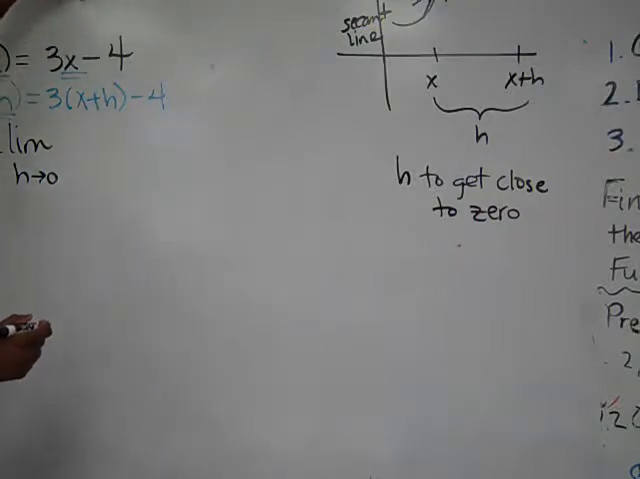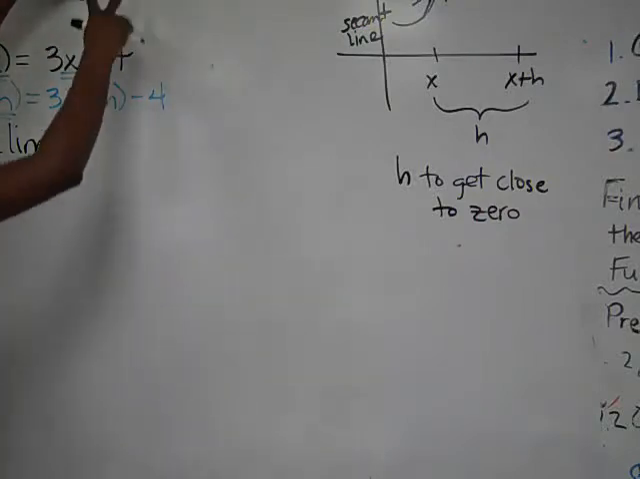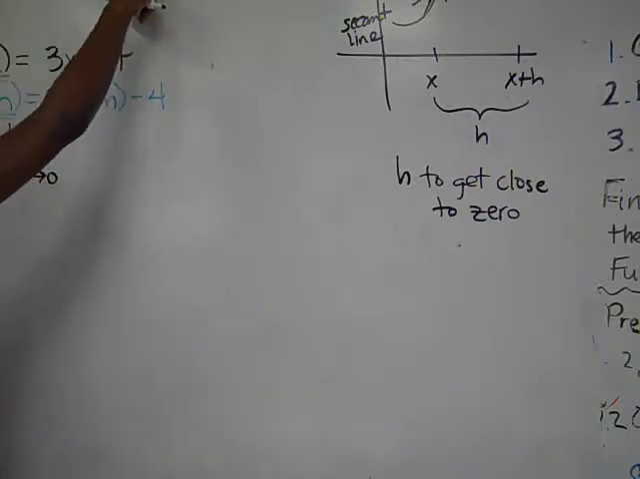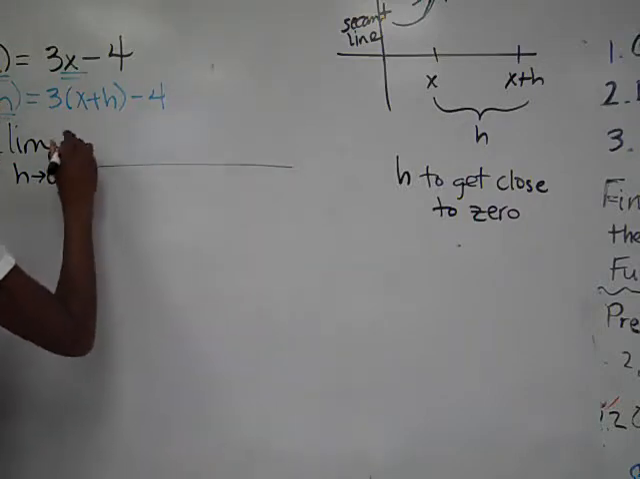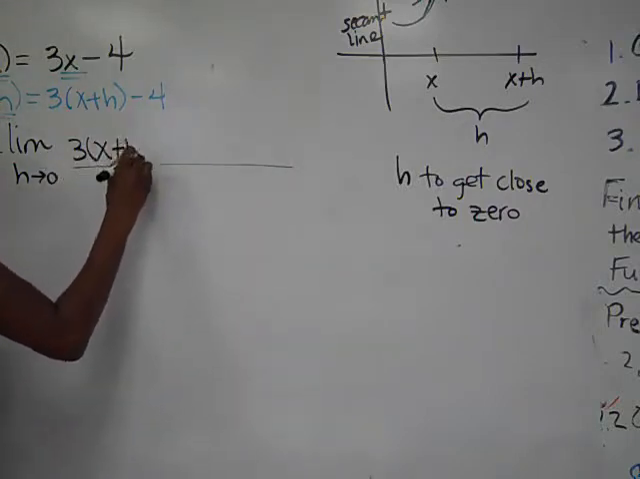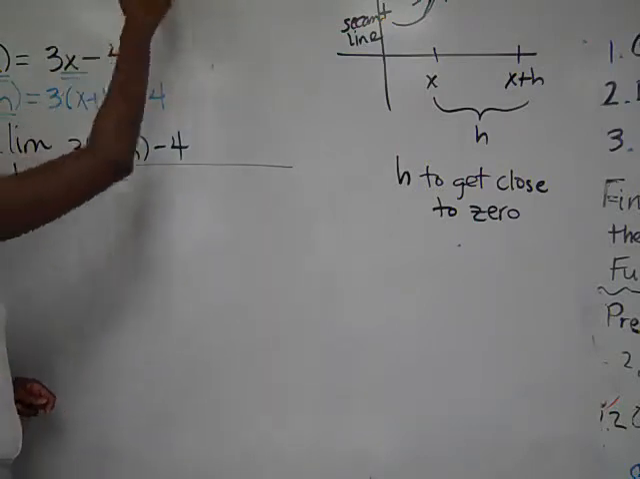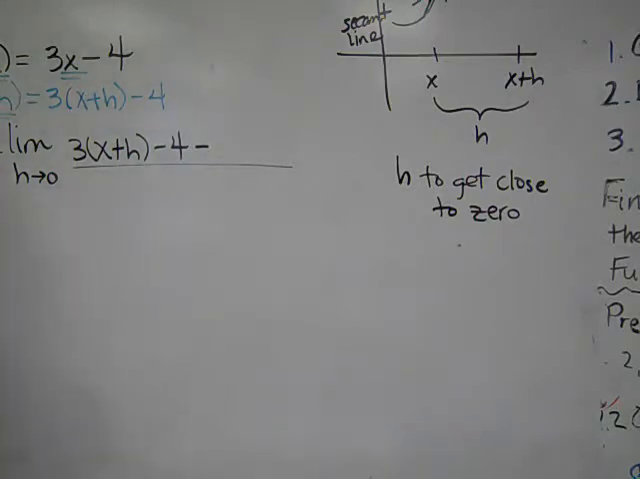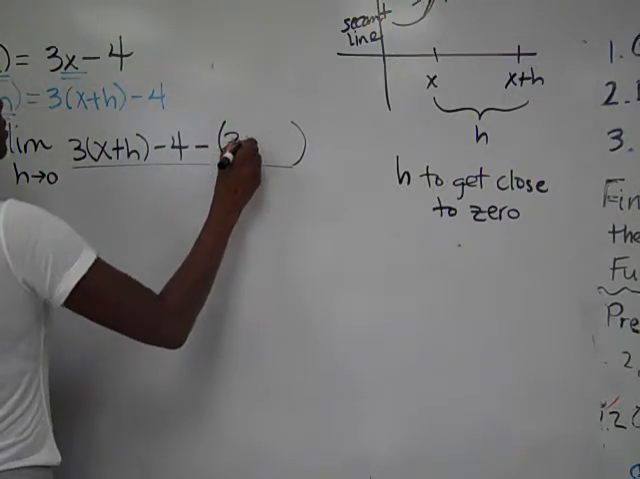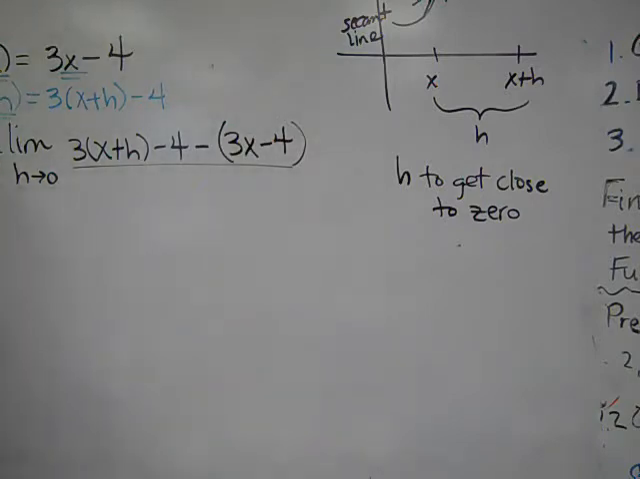So according to my definition of the derivative, the first part that I need to write is whatever I got for f of x plus h. And what was that we got? 3 times parentheses x plus h minus 4. All right, that's the first part. Then what do I do? Minus f of x. Do I know what f of x is? F of x is 3x minus 4. Since it's an entire expression, I need to use parentheses because I'm subtracting that entire expression. And it's all over what?